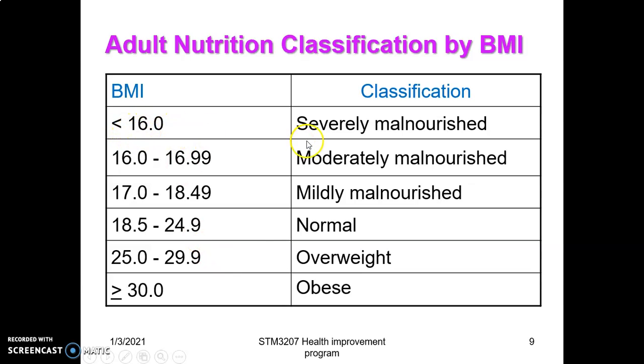So for less than 16, it's classified as severely malnourished. 16 to 16.99, moderately malnourished. 17 to 18.49, mildly malnourished. 18.5 to 24.9, normal. And 25 to 29.9, overweight. And more than 30 is obese. So for the underweight, they have put details into it, right? Because normally those who are infected by HIV/AIDS tend to have low body weight and also have very high loss of body mass, kehilangan body mass yang banyak lah.